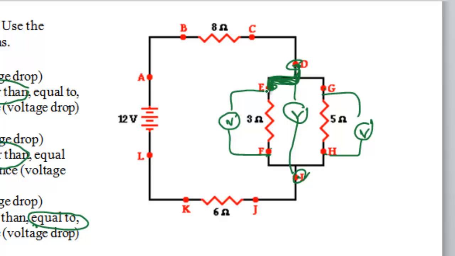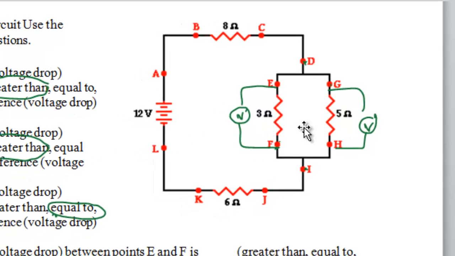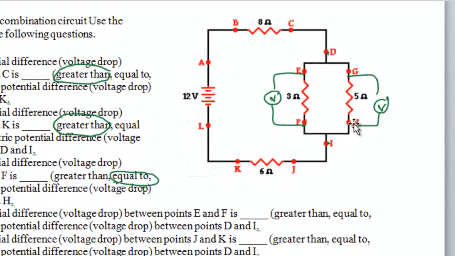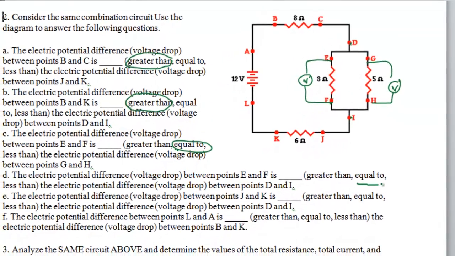So between D and E, there are no resistors, so the potential is the same. And the same thing between point D and G. There are no resistors, so the potential is the same. And the same thing here, between point F and I, there are no resistors, so the potential is the same. And between H and I, there are no resistors, so the potential is the same. So the voltage drop, which is the potential difference between D and I, will be exactly as the potential difference between E and F, exactly the same as the potential difference between G and H. So it will be equal to.